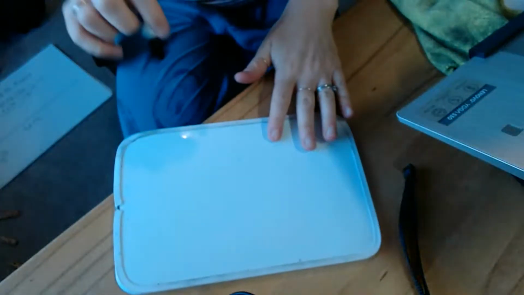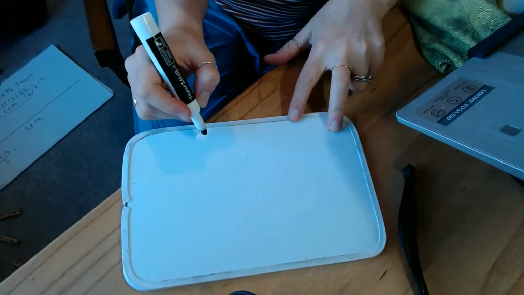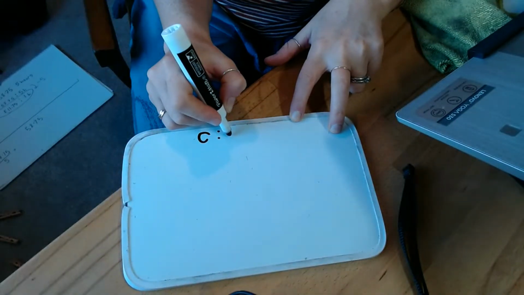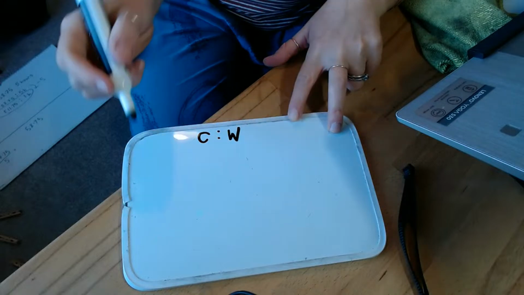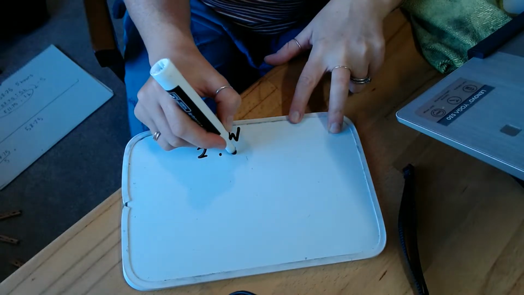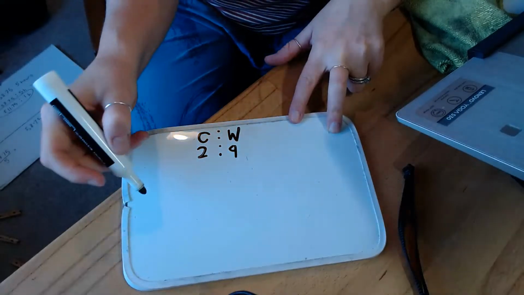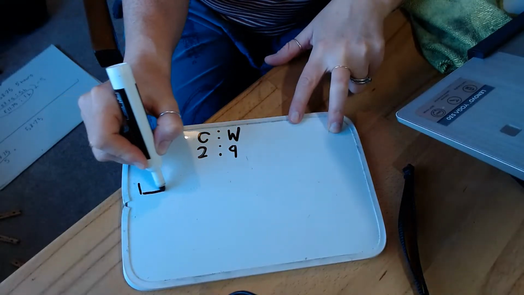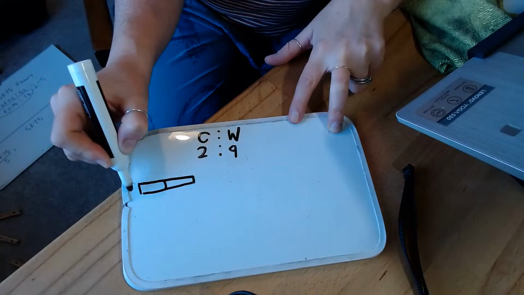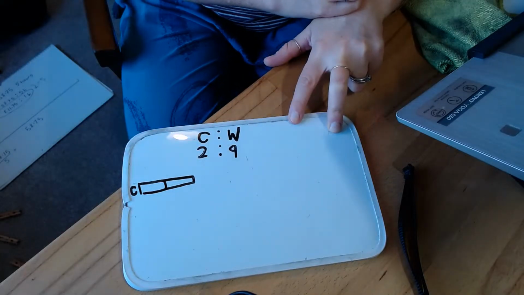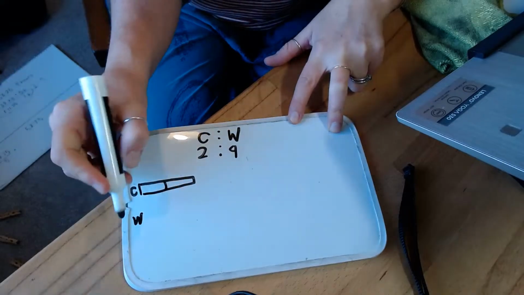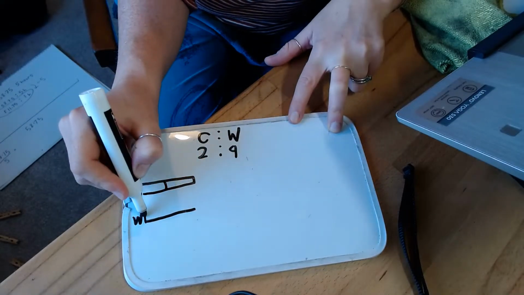I'm going to show you how I would do that from scratch on a little whiteboard here. So here's my whiteboard. I know that it's chefs to waiters, so I'm going to put C to W to remind myself. And then the ratio is 2 to 9. I'm going to pop that underneath. So I'm linking the 2 to the chefs, the 9 to the waiters. And then I'm going to draw 2 bars, keeping them roughly the same size, and labeling that with a C for the chefs and a little W for the waiters. And I'm going to do 9 bars for that one.